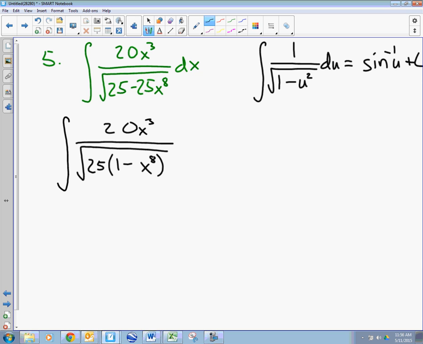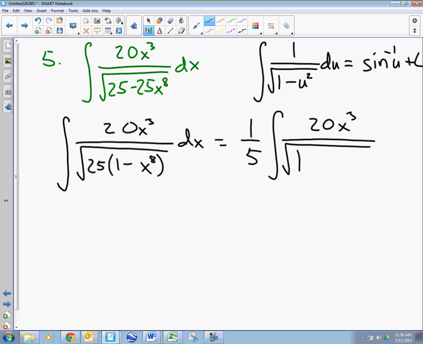Okay, so is 25 a perfect square? Can I remove that then? It becomes a 5, right? So this is the same thing as 1/5 times the integral of 20x to the third over the square root of 1 minus x to the 8th, correct?